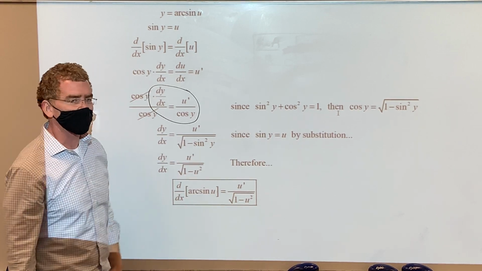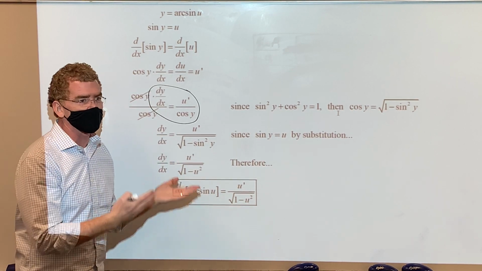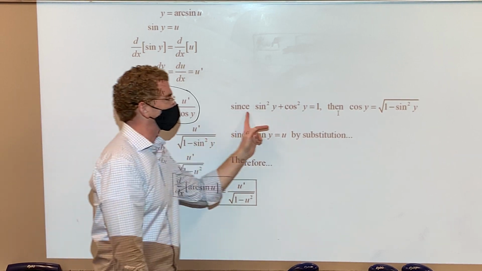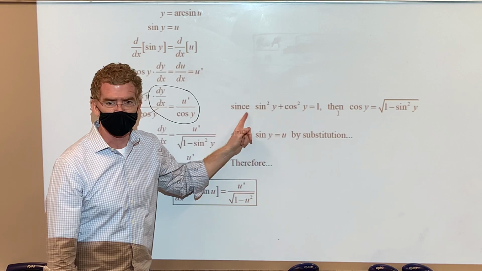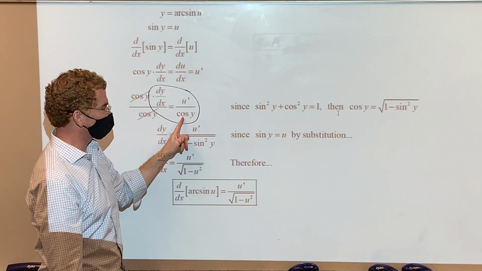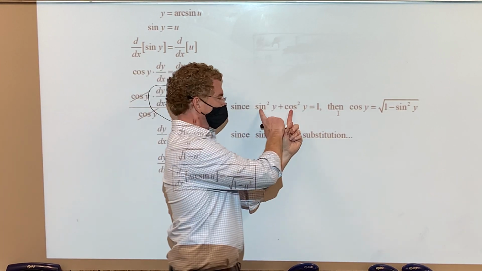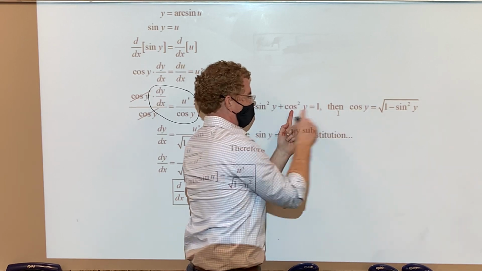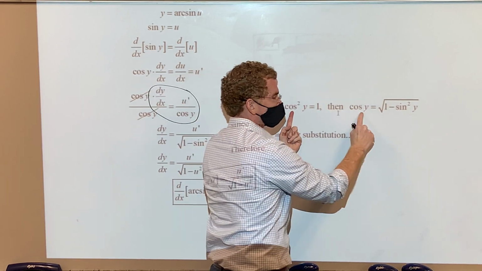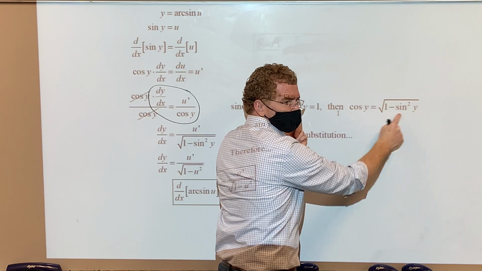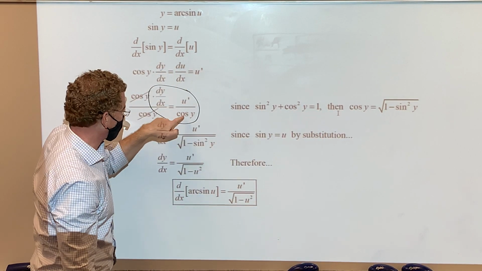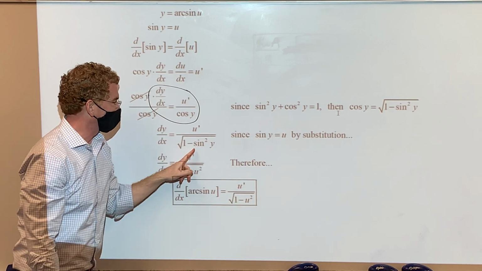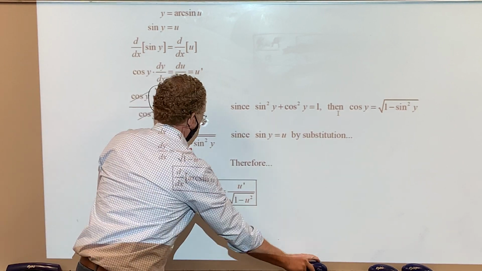Well, the great thing is I have other identities that relate sine and cosine. So I just pulled out a Pythagorean identity, which we all know is true. And if I solve for cosine y by subtracting sine squared and then square rooting both sides, I get this, don't I? Okay, so I take that and I replace cosine y with it. And now I'm to here. Are you seeing this?